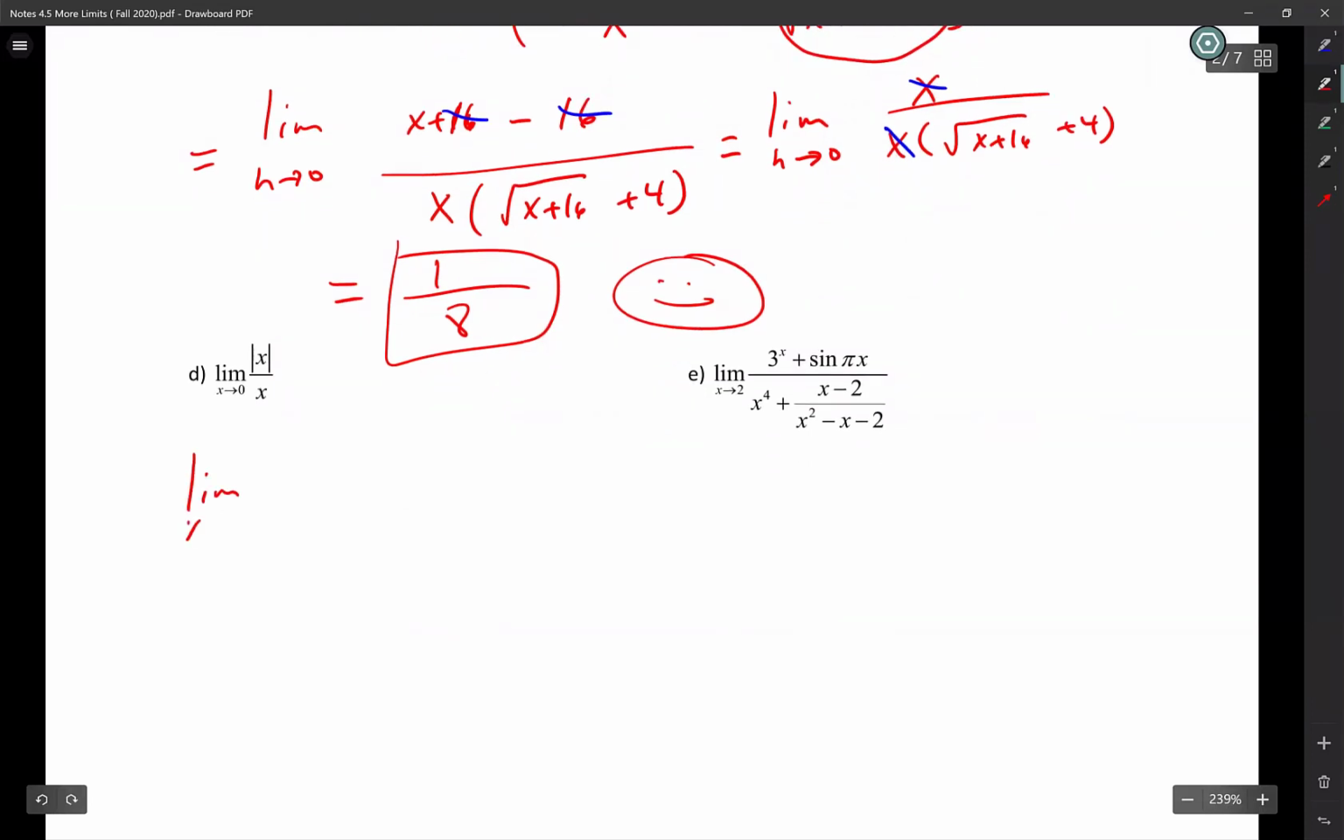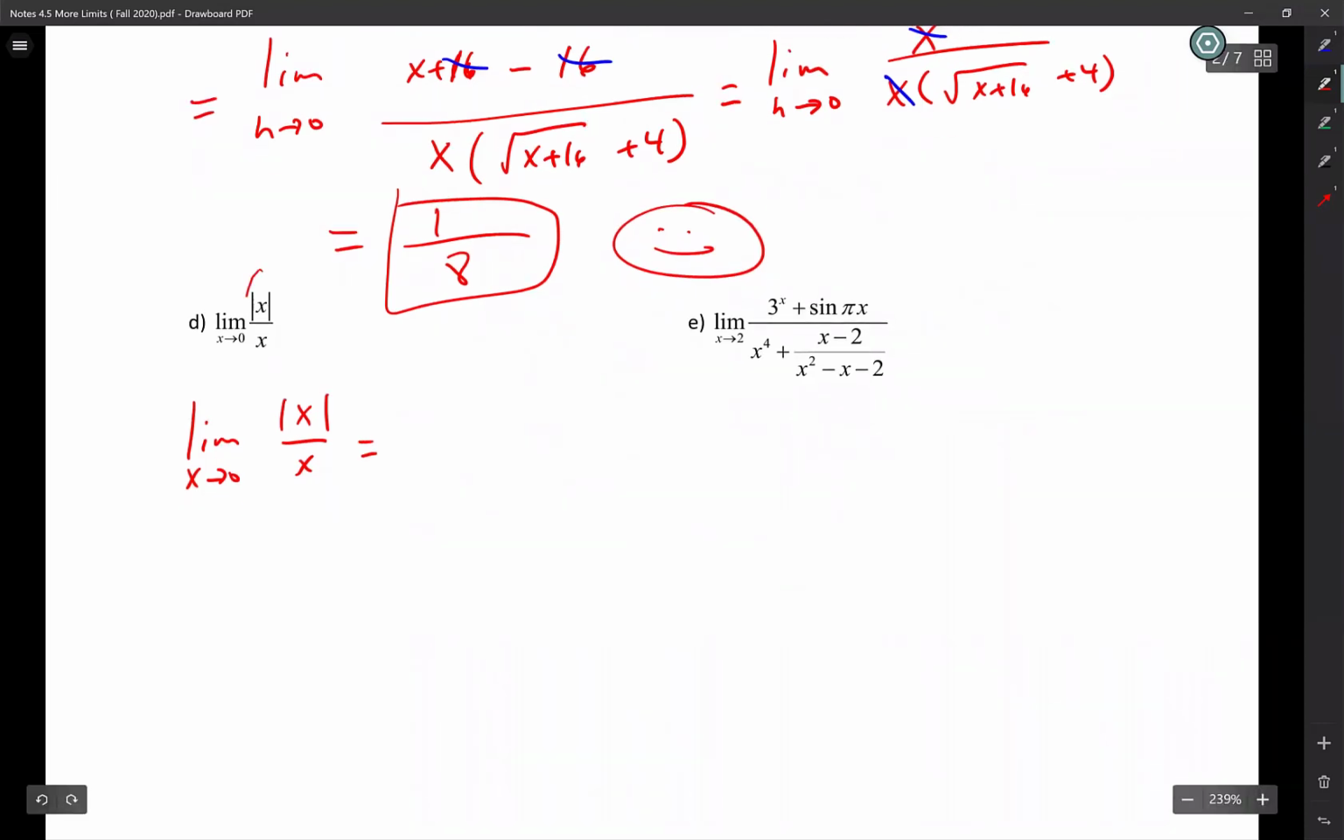Limit as x approaches 0 of absolute value of x over x. I don't know why I wrote it again. I guess I didn't need to. So hopefully by now you start to see I have some number divided by that same number. So the magnitude is always going to be 1. But if I'm talking about positive numbers, it's going to be a positive 1. So if I were to graph this, guys, it would be positive 1 like so.